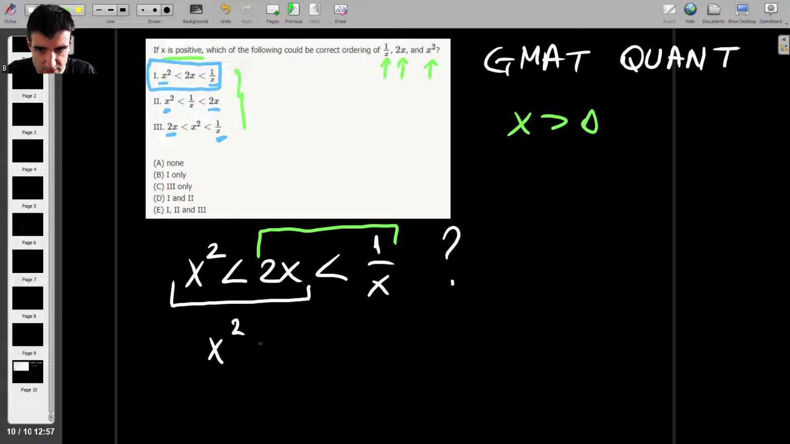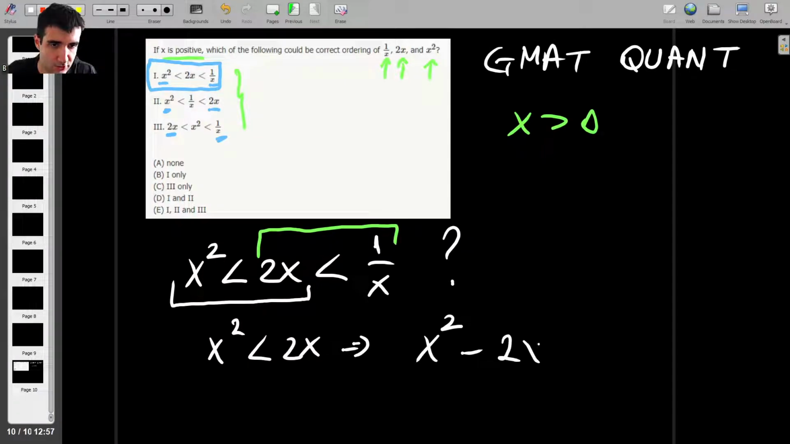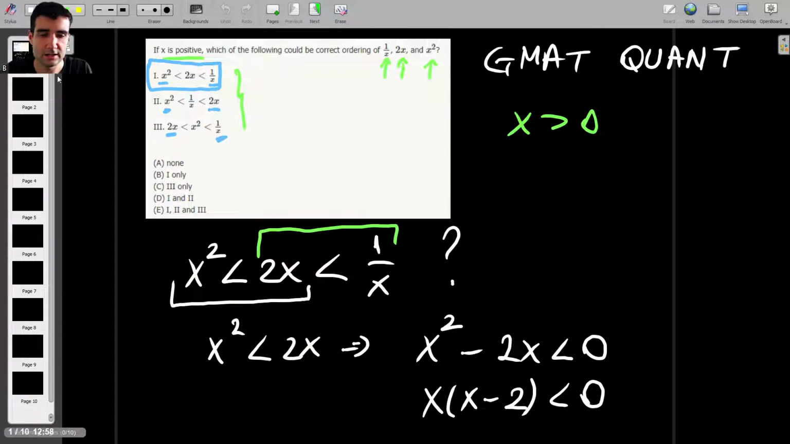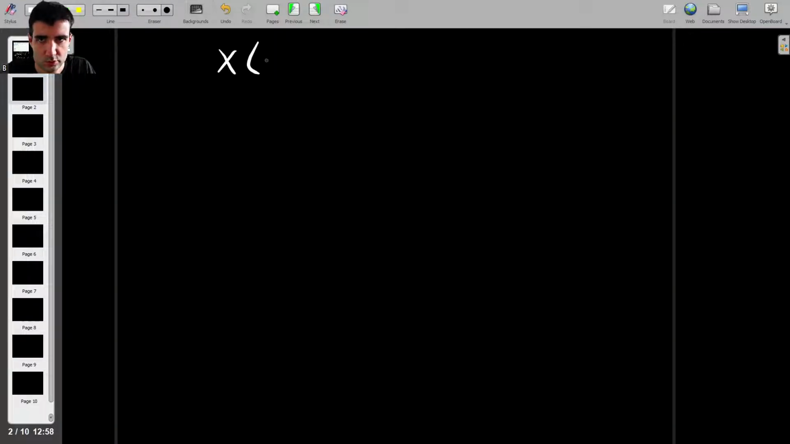And to figure this out, I'm going to rewrite it like this. So I'm going to move everything to one side, which gives me x squared minus 2x less than 0. Okay? Now, we can factorize an x, which will give us x multiplied by x minus 2 is less than 0. So at this point, you could technically use a sign diagram to do this. And let's actually do that. We're trying to find what is x such that this is true.